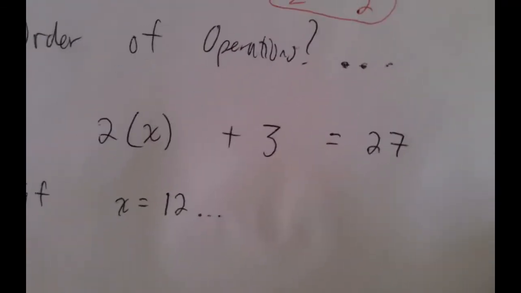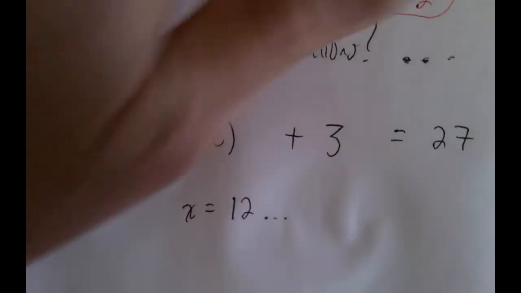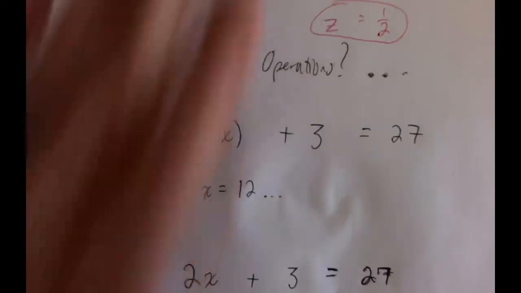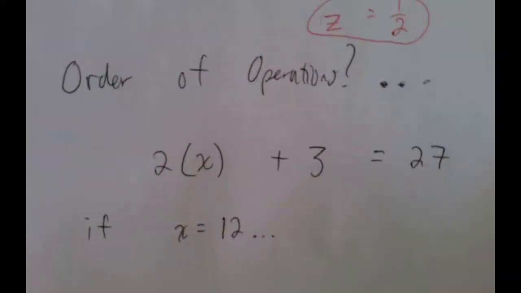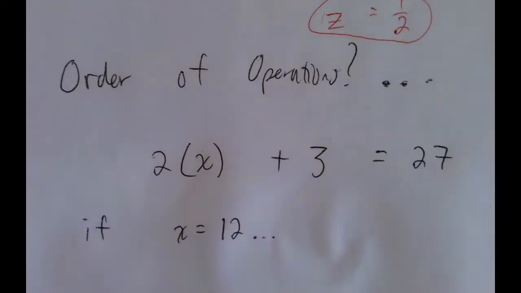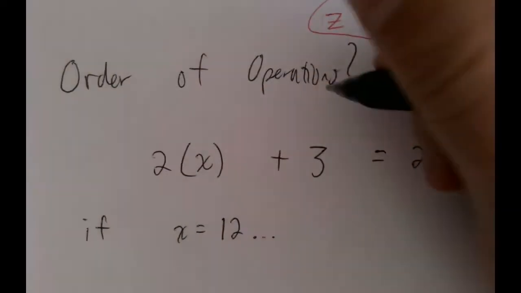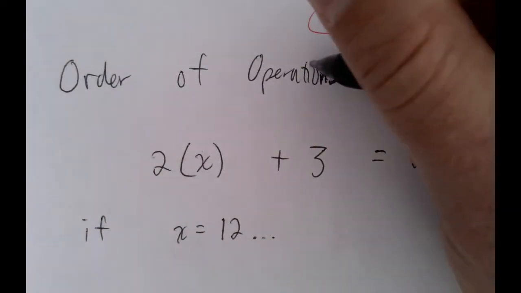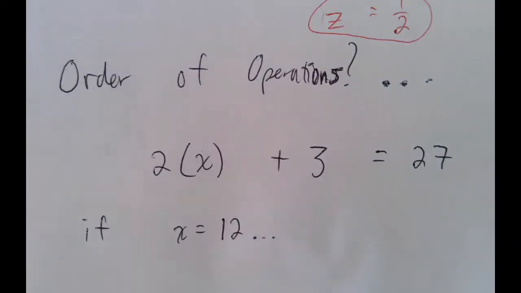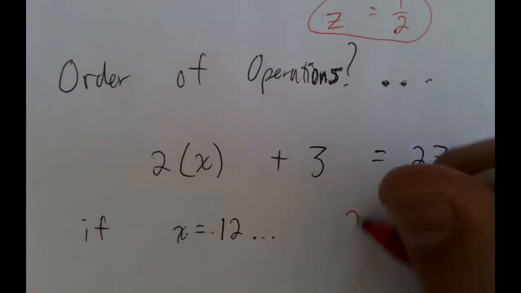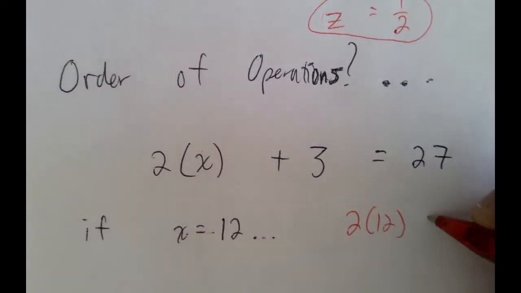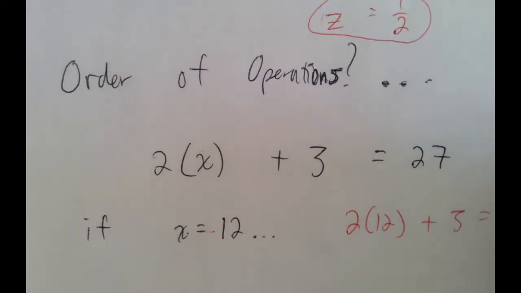We're still going to use inverse operations to cancel, but first I want to bring something to your attention. So let's suppose we were asked to evaluate the following expression. 2 times x plus 3 equals 27. And evaluate, of course, remember that means to plug in that value. So if x equals 12, what am I going to do? I'm going to say 2 times 12, I'm going to replace it, plus 3 equals 27.